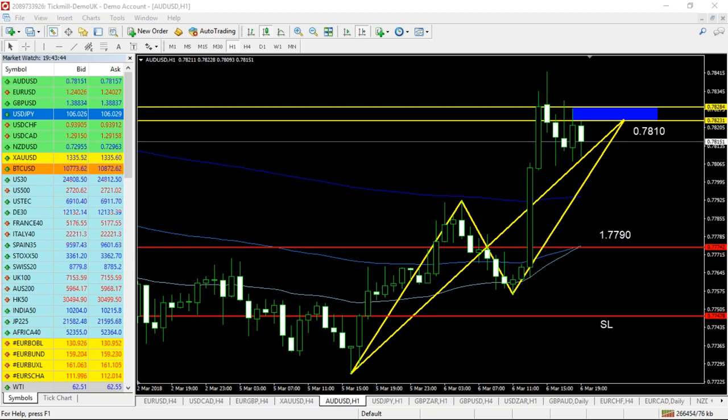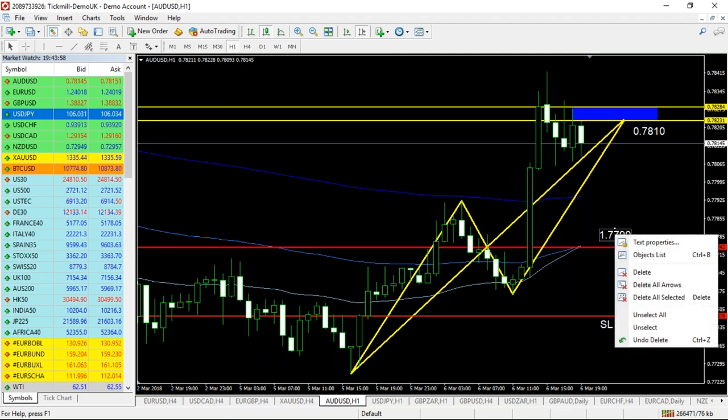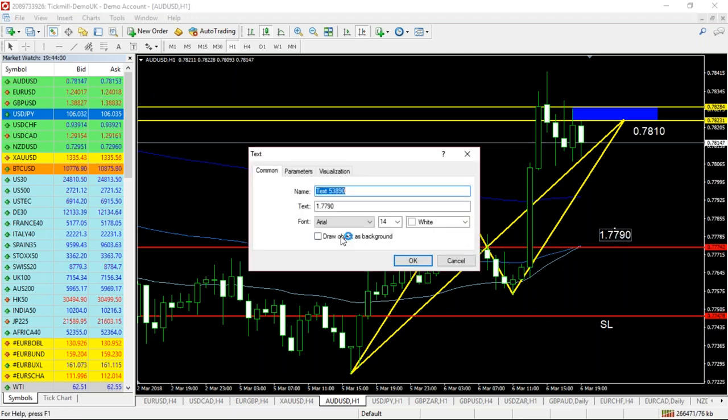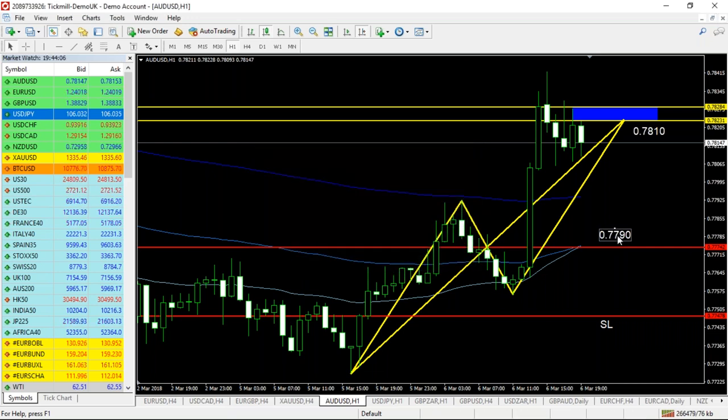0.7790 was the area of buy entry. You are right, I think that was a typo right there. Sorry about that. So, let me just adjust that very quickly. Yeah, just remove that. So there you go. Okay, that should make better sense. All right then, AUD USD.